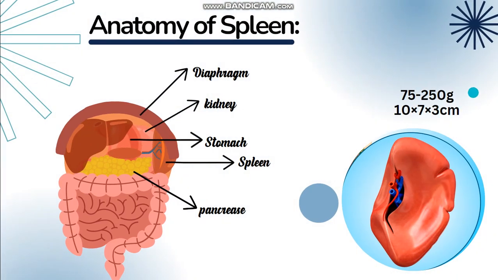The weight of normal adult spleen is 75 to 250 grams. It is 10 cm in length, 7 cm in width and 3 cm in thickness. It lies in left hypochondrium between gastric fundus and left hemidiaphragm, with its long axis along 10th rib. The hilum of spleen sits between the stomach and kidney, and it is also related to the tail of pancreas here.